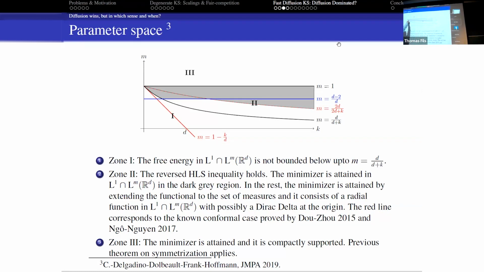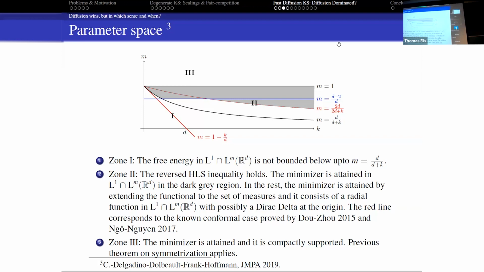This is the curve here, the curve m equals d over d plus k. For you to see the relation with the previous straight line that I had, m equals 1 minus k over d, that is tangent to that curve at k equals 0. Okay, but it lies all below. So what we prove, in fact, is even more: that the free energy, because of the reverse HLS inequality, is bounded below if and only if you are above this curve. And in fact, on or below the curve, the free energy is not bounded below.